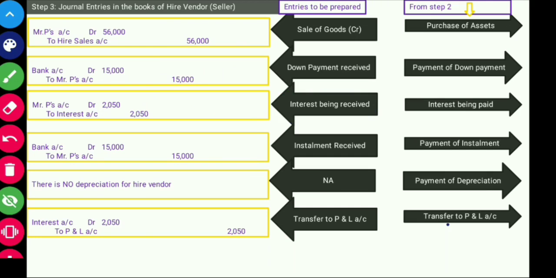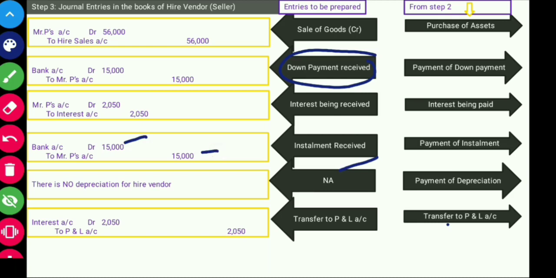So the fourth transaction, installment received, is similar to down payment received. Here debit what comes in. Cash is received by the hire vendor, so bank account is debited, and who is the giver? Mr. P is the giver, credit the giver.